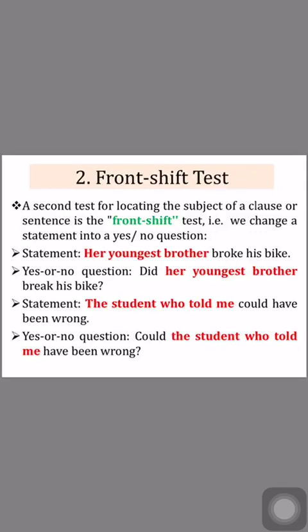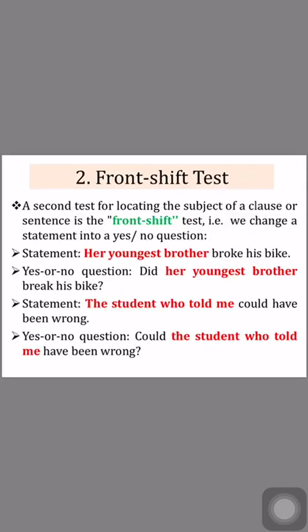So in this case, once I say, did her youngest brother break his bike, the sentence starts with the auxiliary, which is number one, the front position. Here did is written at the beginning of the sentence. Here the subject is no longer in front position. Rather, if we compare a statement with a yes/no question, we see that her youngest brother shifts or changes its position from number one at the beginning of the sentence into the second element. Why is that? Because there is a shift from a statement into a question.